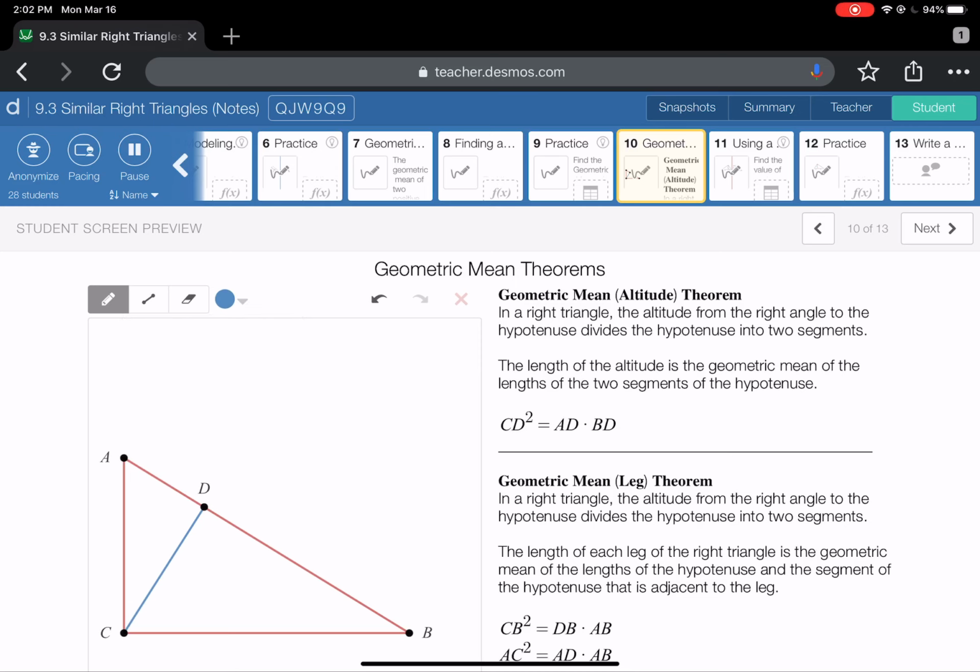So here we are going to see what each piece of the formulas that I have down here for you represents. So I'm going to color code. CB squared equals DB times, let's do AC squared equals AD times, and then the last piece is AB and AB.